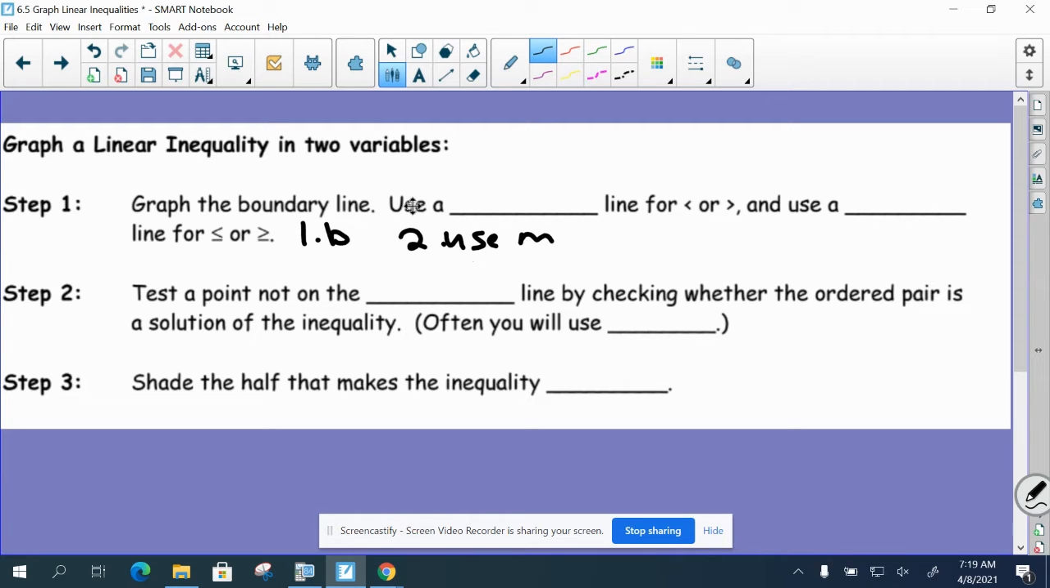Sometimes you'll use a dotted line and sometimes you'll use a solid line. You'll use a dotted line for greater than or less than, because we're not including the points on the line since it's not equal to. But you'll use a solid line if it is greater than or equal to, or less than or equal to. Then you can test a point not on the line by checking whether the ordered pair is a solution of the inequality.